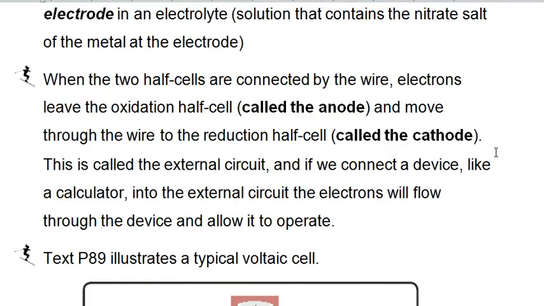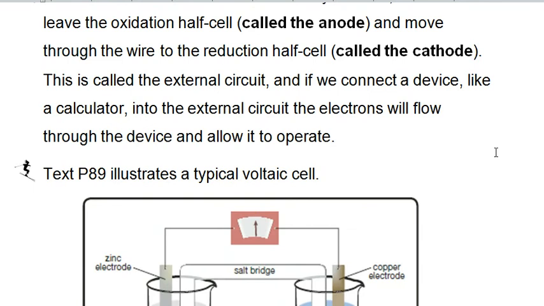When the two half cells are connected by the wire, electrons leave the oxidation half cell, called the anode, okay? They move through the wire to the reduction half cell, that's called the cathode. That's called the external circuit, through the wire and to the cathode. And if we connect a device, like say for example a calculator, into that external circuit, that flow of electrons will operate the device.